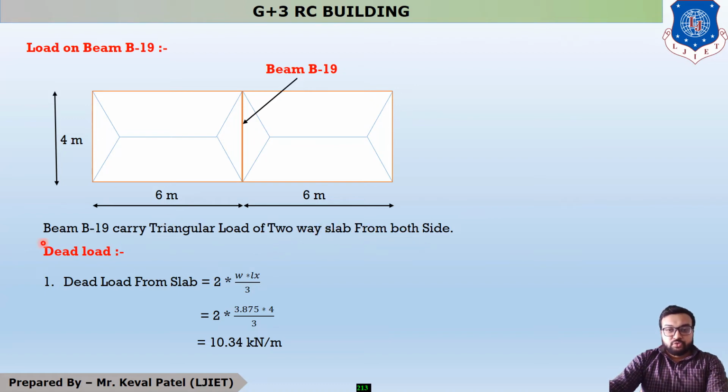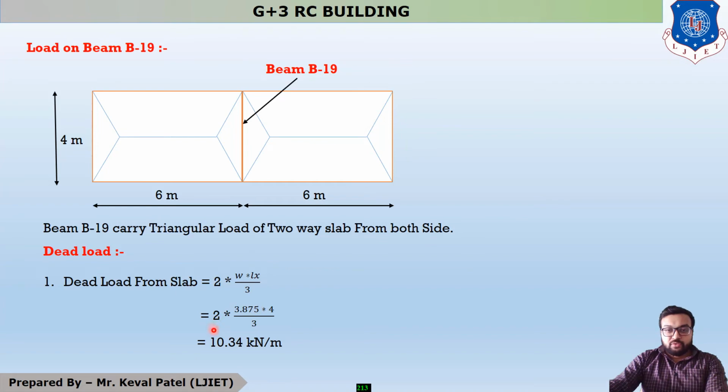Okay. So students, in our dead load calculation, the first two dead loads, self-weight of slab and floor finish, are already calculated as 3.875. So whenever there is a triangle load, the equation is W into Lx by 3. But this is the equation of one triangle. Now on beam B19 there are two triangles load. So the equation is 2 into W into Lx by 3.